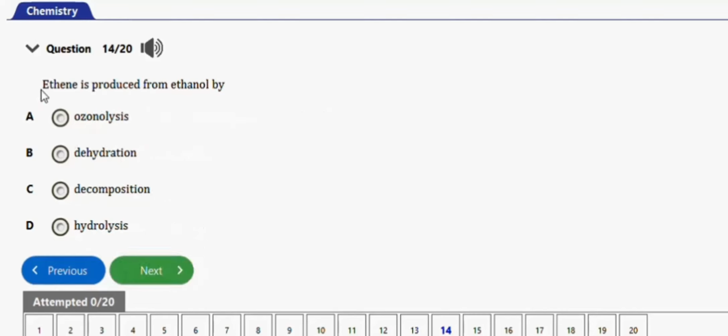So it says ethene is produced from ethanol by ozonolysis, dehydration, decomposition, hydrolysis. So it's by dehydration. Option B. The next subject question will be this one.